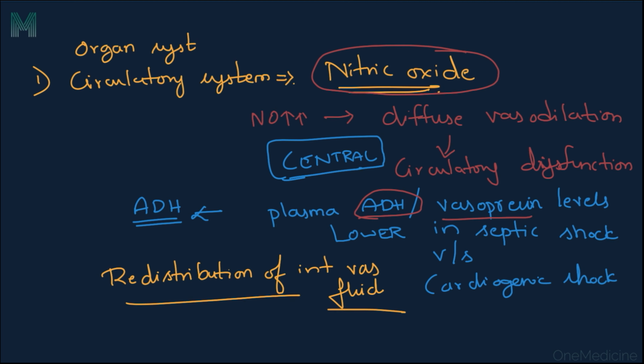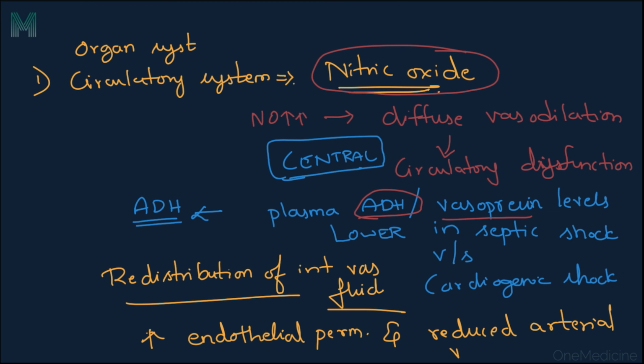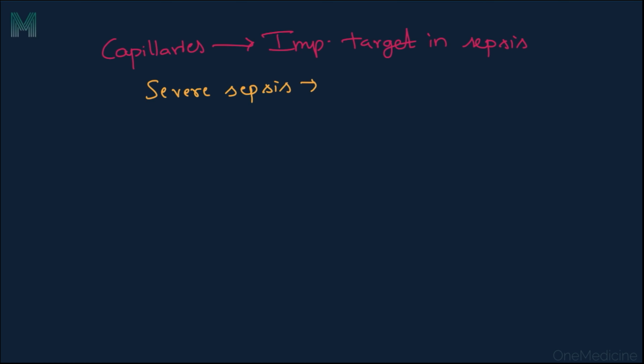This happens due to increased endothelial permeability and reduced arterial vascular tone. So the microcirculation or capillaries are the most important target in sepsis. Patients in severe sepsis have decreased capillary density.